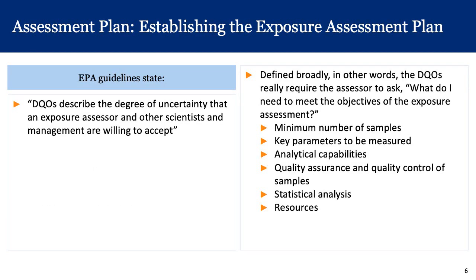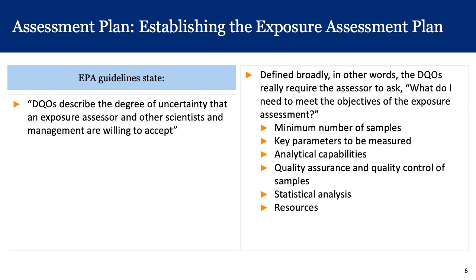So data quality objectives, here's a statement by EPA, but essentially these are our quality control and quality assurance procedures, which directly influence the uncertainty in the measurements that we take. Defined very broadly, you could ask yourself, what do I need to meet the objectives of the exposure assessment in terms of the minimum number of samples, what parameters I'm going to measure, how I'm going to analyze the samples, how I'm going to analyze the data that comes from the analytical chemistry of my samples, and so on. The data quality objectives, by EPA guidelines, have to be very explicitly documented and described in your sampling plan.